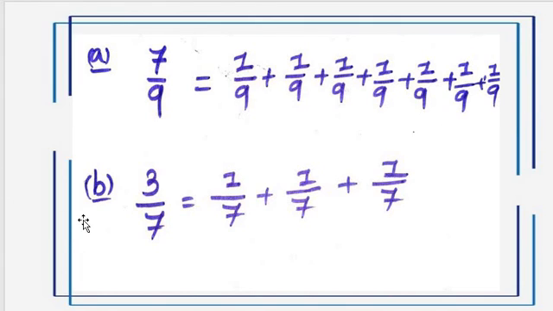Now question number D, 3 upon 7, means we have to repeat 3 times. We only repeat it again and again to convert it into unit fractions. We only use the numerator, no need to change any denominators. So 1 upon 7 plus 1 upon 7 plus 1 upon 7. That makes 3 upon 7. Understood, my dear students? I hope you all have understood.